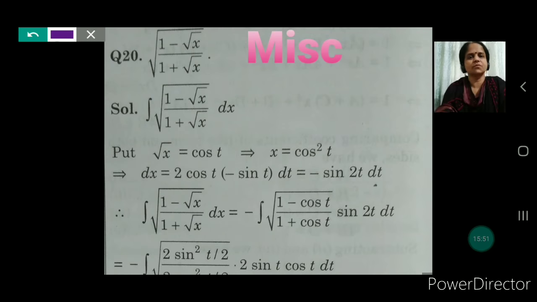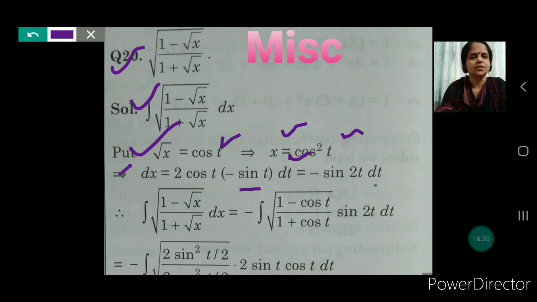Now students, move to the next question, question number 20. It is integration of square root of (1 minus root x) upon (1 plus root x) dx. Here, students, under root x take cos t. So that x is equal to cos square t, and here the differential dx is equal to 2 cos t, and the derivative of cos t is minus sin t, and dt. So here you will get minus sin 2t dt.